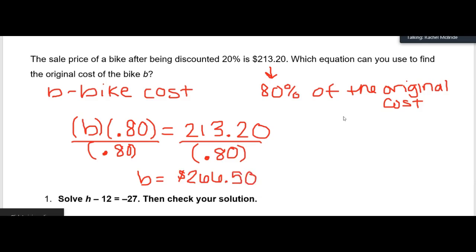So what that means is when they went into the store, the bike initially cost $266.50, but there was a sale of 20% off. So they calculated that the total cost of the bike after their 20% discount was $213.20. So again, it's very nice that you can calculate discounts, understanding how they work.